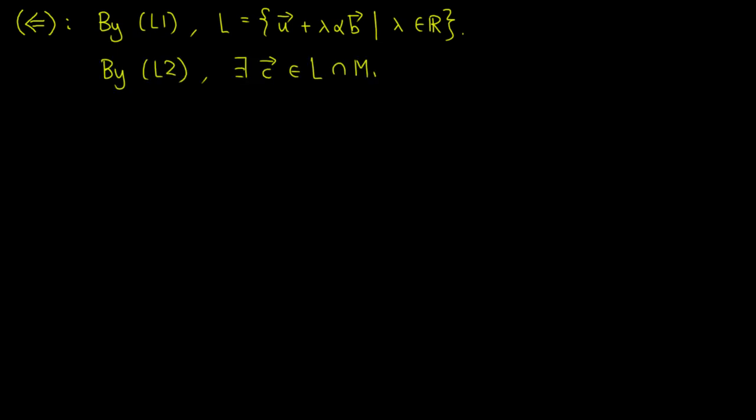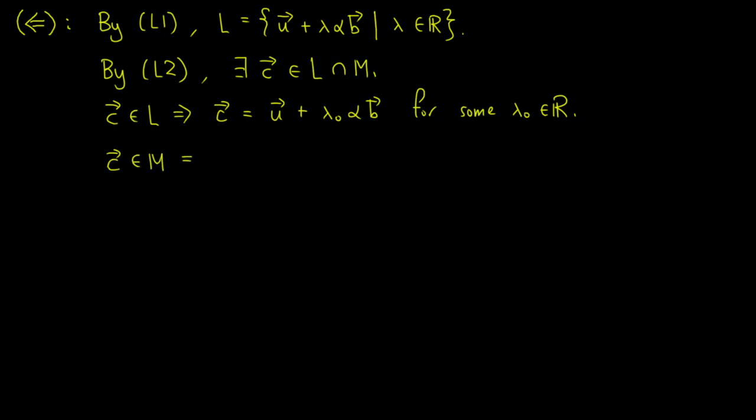Conversely, we try to prove that L equals M by assuming that the two conditions L1 and L2 hold. By L1, we can write L equals u plus lambda alpha b, where lambda is a real number, by substituting v equals alpha b. By the condition L2, there exists a point C which is in the intersection of L and M. Now, C is in L implies that C equals u plus lambda naught alpha b for some lambda naught a real number, and C is in M implies that C equals a plus mu naught b for some real number mu naught.